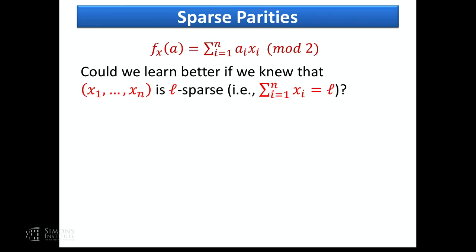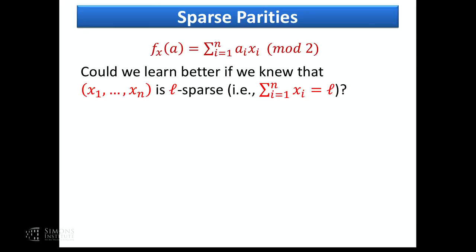We are interested in understanding what happens if we know in advance that the vector x is sparse. Okay, so let's say that the vector x has L ones and all the rest are zeros. And think of L as much smaller than n, maybe log n. So this gives us a lot of information about x initially, and then we need to figure out x after seeing the examples.